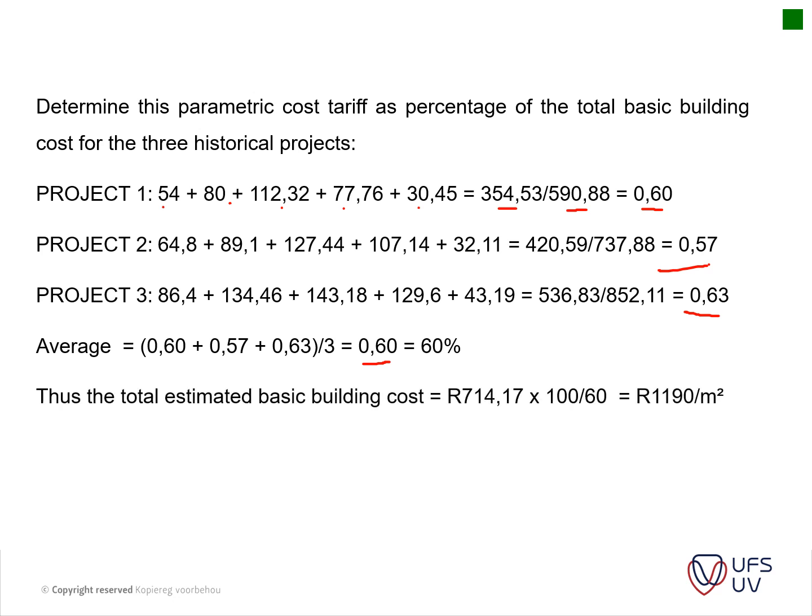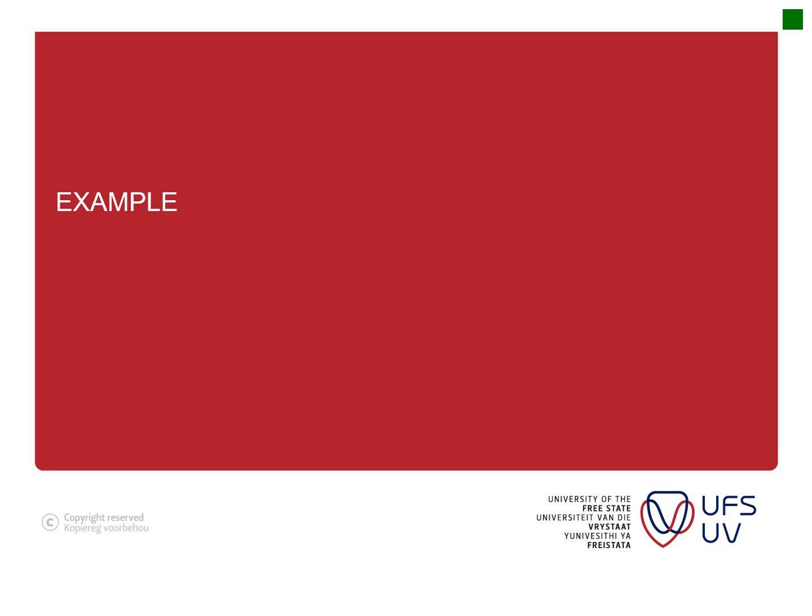So what you do is you take that, so that's the total estimated basic cost for your building. You take that 714 rand and 17 cents which you worked out in table 2, you make that 100%. To make that 100%, you put 100 over 60 to get to your total basic building rate. Okay, and that is basically how you do your parametric system or method.